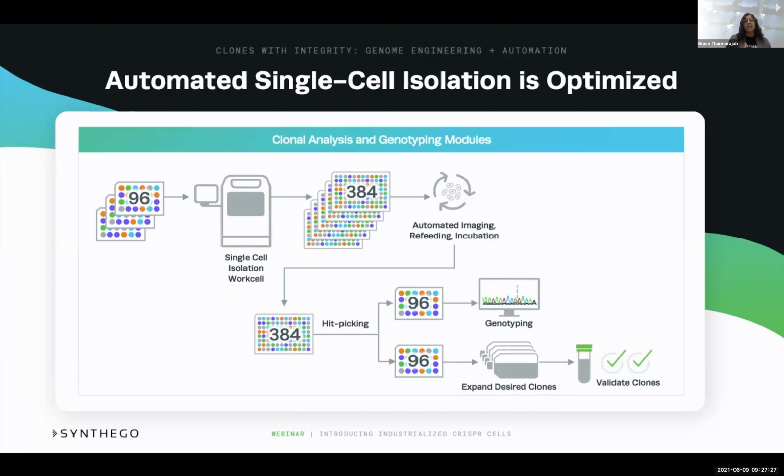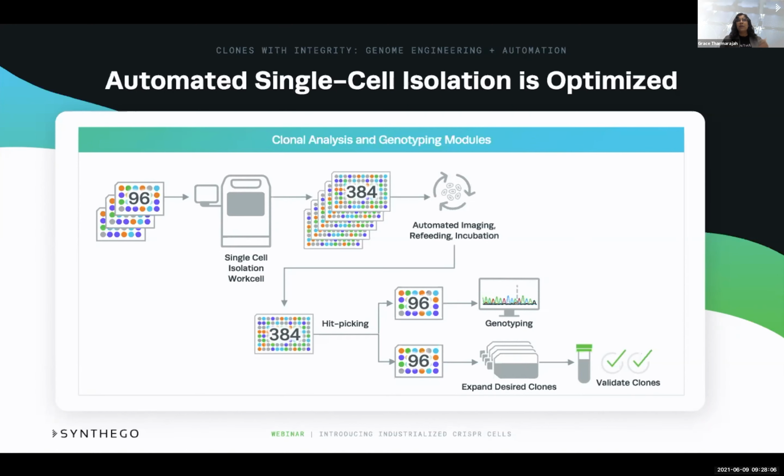The clones are automatically tracked through imaging. Referring to this part of the workflow right here, the clones are automatically tracked through imaging and cultured with media changes. A lot of this ensures that there's very little technical variation, and you'll see that as I speak further down in slides to come. The platform allows our software to also identify the clones with the highest viability, and these clones can be genotyped in order to identify the preferred clones for end use with the researcher.